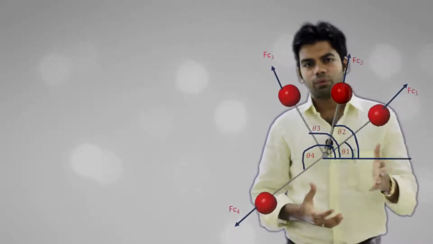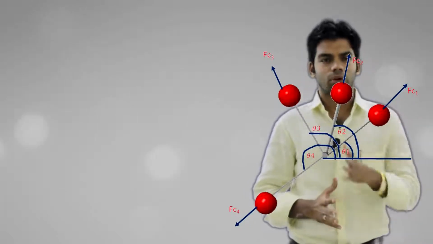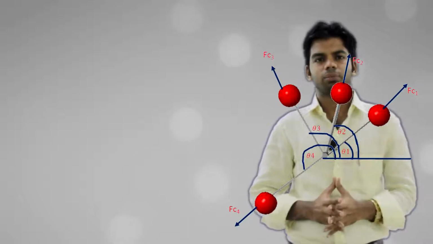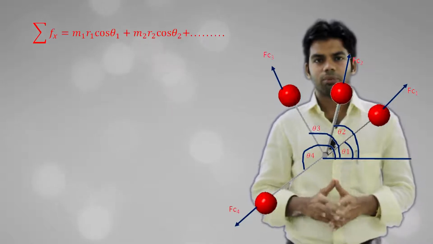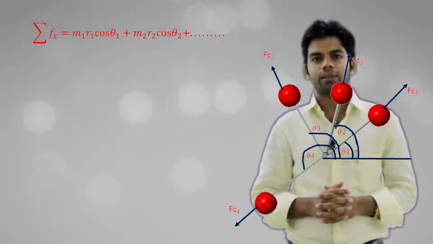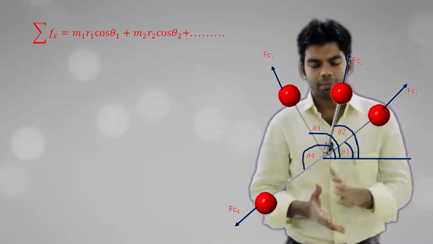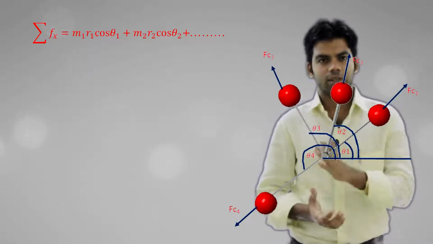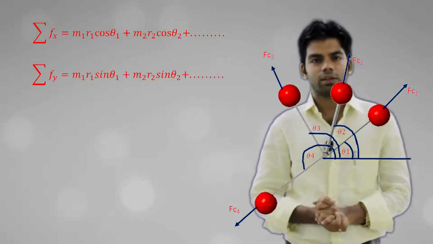Now we will look at the analytical method. Obviously graphical method is not useful for you for GATE exam, so we will look at the same thing analytically. We have different forces, Fc1, Fc2, Fc3 and Fc4. All these forces will have two components, x component and the y component. So we will take the summation of these x and y components. Summation of Fx is equal to m1 r1 cos theta 1, taking omega square out, plus m2 r2 cos theta 2 plus m3 r3 cos theta 3 and so on. Similarly, summation of Fy will be equal to m1 r1 sin theta 1 plus m2 r2 sin theta 2 and so on.